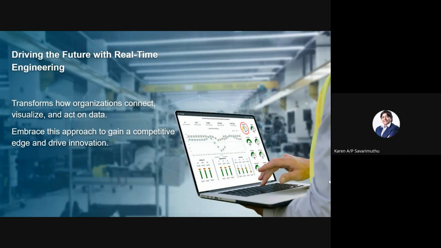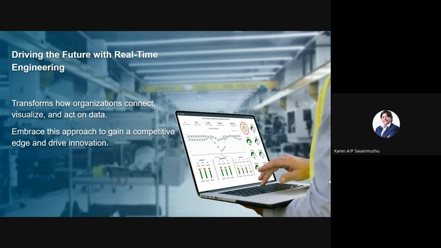All right, so now we come to the future of real-time engineering, right? I have already shown you the benefits and the key components of engineering when we talk about real-time engineering. So how do we actually eliminate a lot of stuff when we also talk about the pain points, problem statements, and how we want to achieve certain goals based on the industry's requirements.